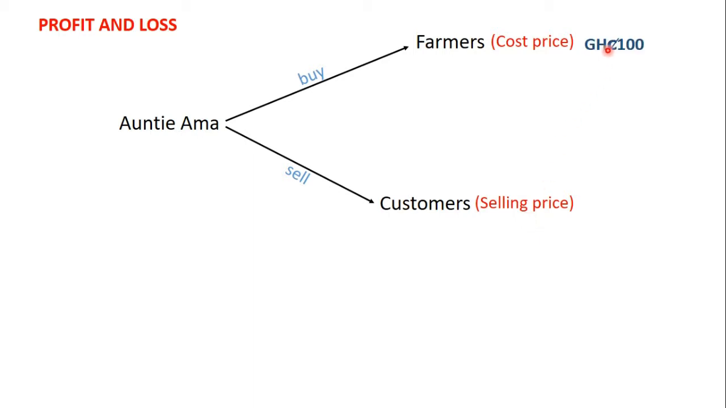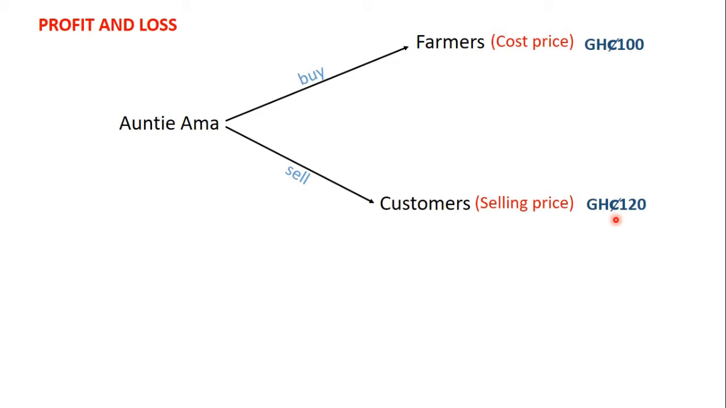Let's say that she paid 100 Ghana cedis for the mangoes. So she paid 100 Ghana cedis to the farmers. That means that the cost price of the mangoes is 100 Ghana cedis. And then at the market, she sold the mangoes for 120 Ghana cedis. So the selling price of the mangoes is 120 Ghana cedis.